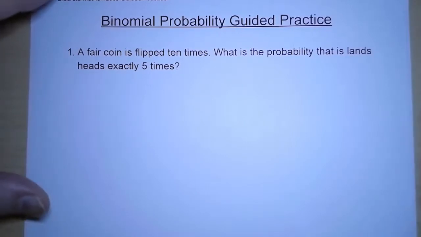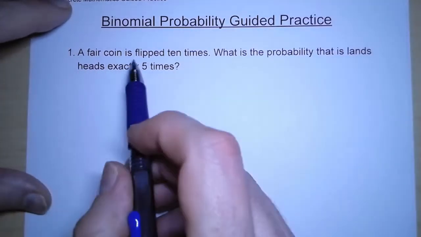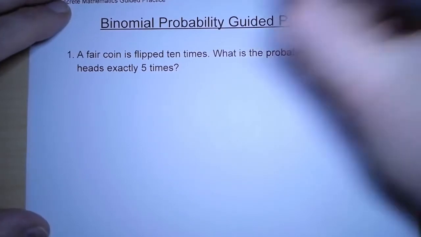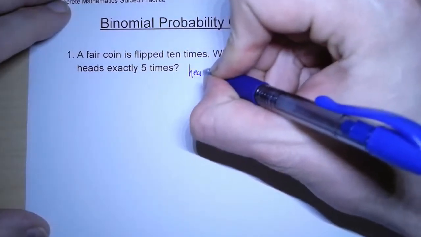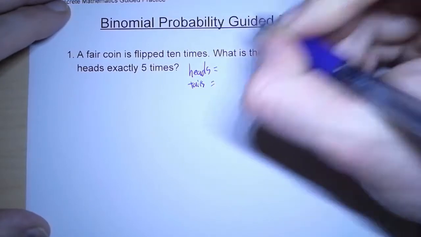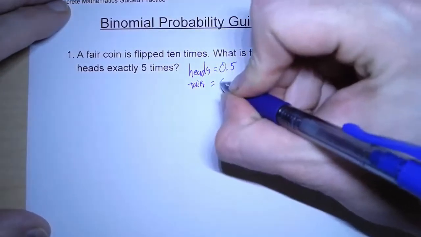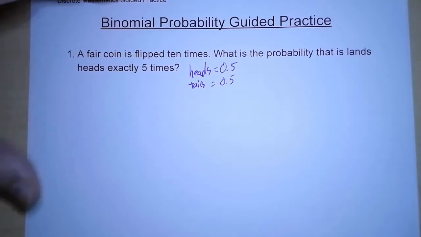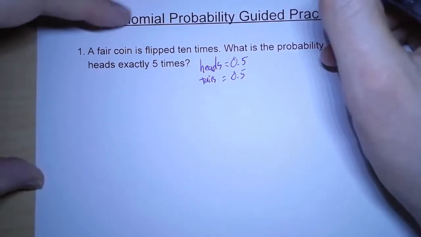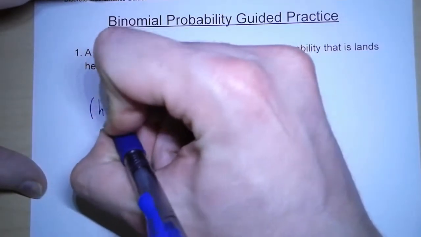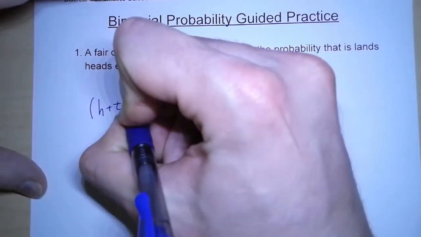So here it says we have a fair coin. When we flip a coin, we have two options: either heads or tails. In a fair coin, each of them has a 0.5 chance of happening. But we flip this 10 times. So this is where the binomial theorem comes into play because we have two outcomes, (h plus t) raised to the 10th power.